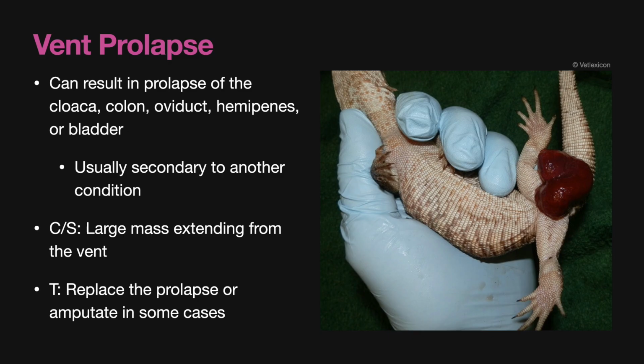Vent prolapse can result in prolapse of the cloaca, colon, oviduct, hemipenes, or bladder. It usually results secondary to another condition. In this condition, you will observe a large mass extending from the vent. Treatment involves replacing the prolapse or amputating the mass in some cases.